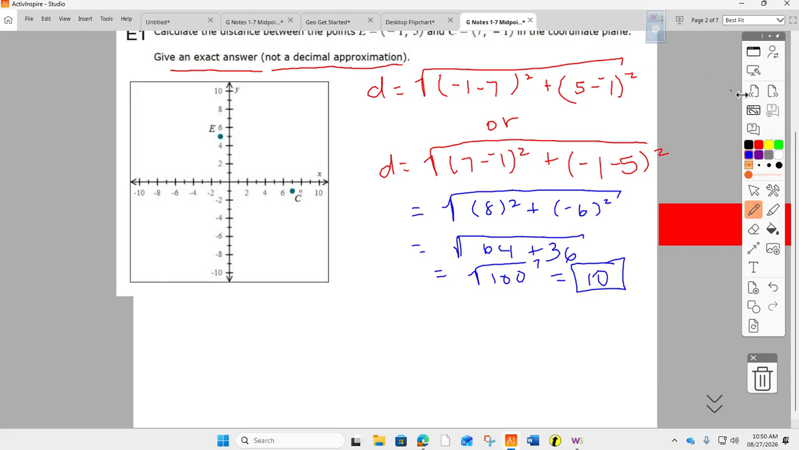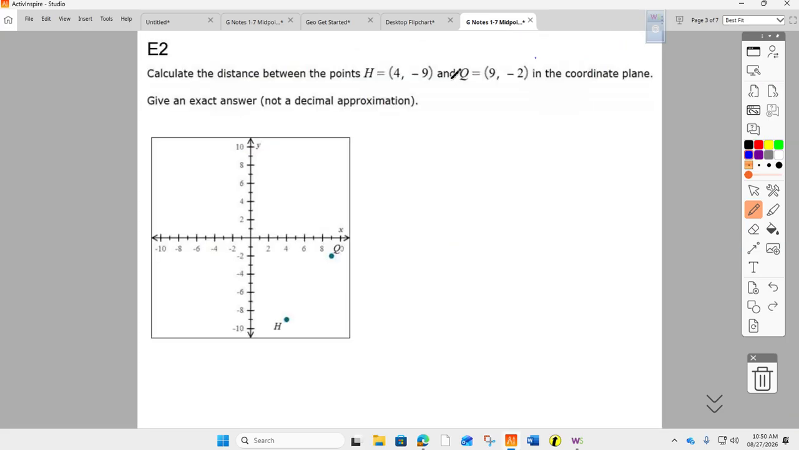Good? Okay. All right, so let's look at this example. X and y, we're finding the distance between them. So we're going to use that formula.